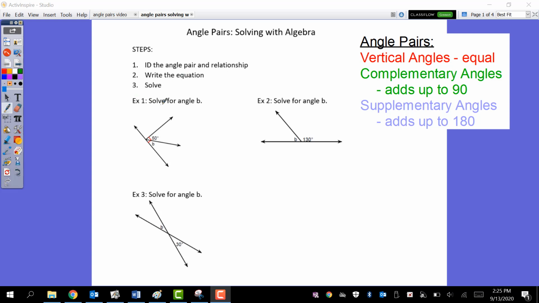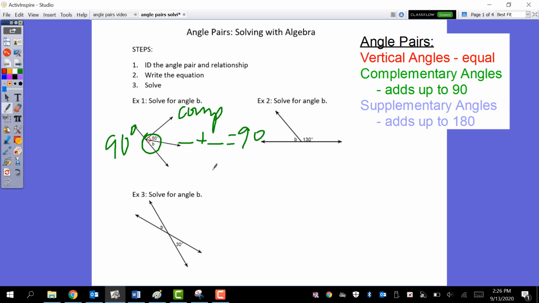So for number one, I'm supposed to solve for angle B. When I look at this picture, how do I know what I'm going to do? Well, I see the box in the corner, and I know that means 90 degrees. So that should be telling me these are complementary. Complementary, it says right over there, adds up to 90. So my equation that I should be writing is something plus something equals 90 degrees.